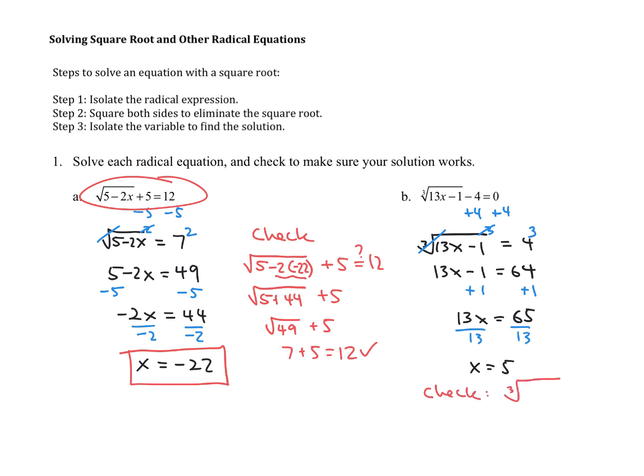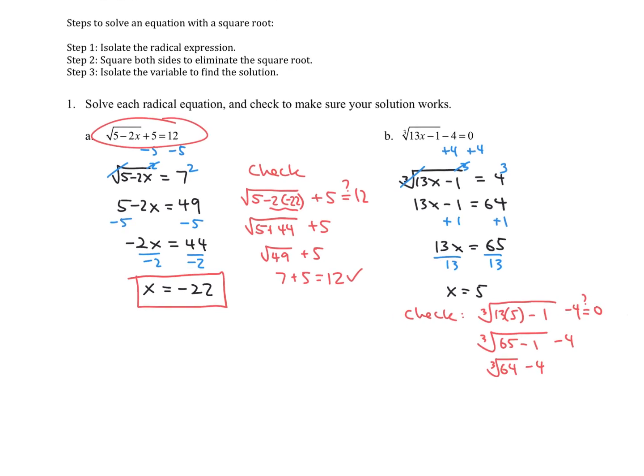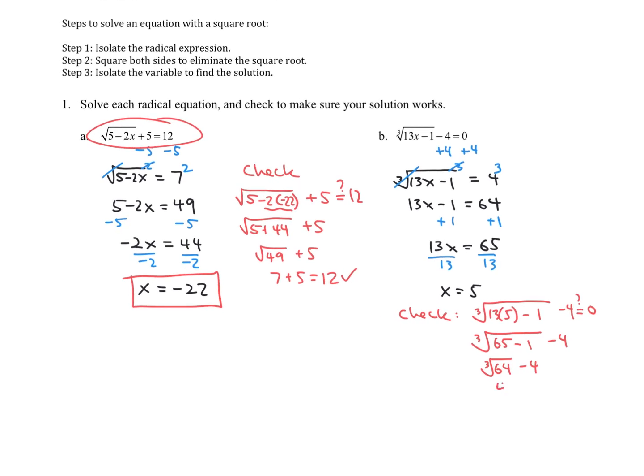The cube root of 13 times 5 minus 1 with a minus 4 on the outside, and I hope I get 0. So that would be the cube root of 65 minus 1 with a minus 4 on the outside, which is the cube root of 64 minus 4. And the cube root of 64 is 4, minus 4, which is 0, so it worked, and that is a valid solution.